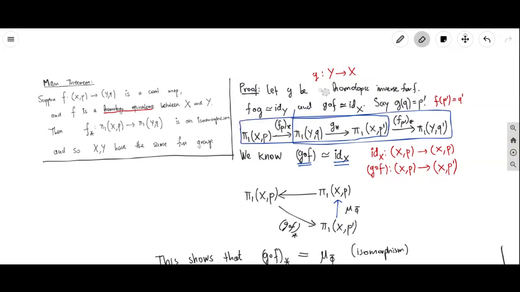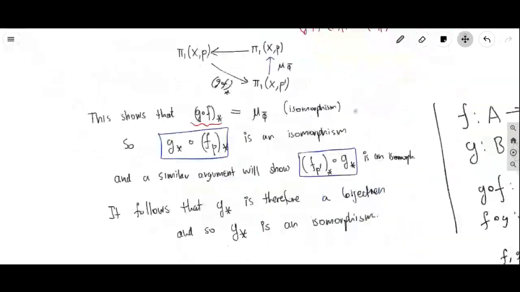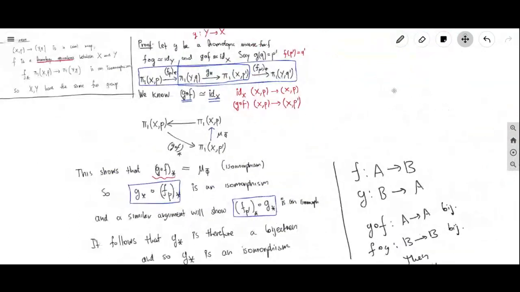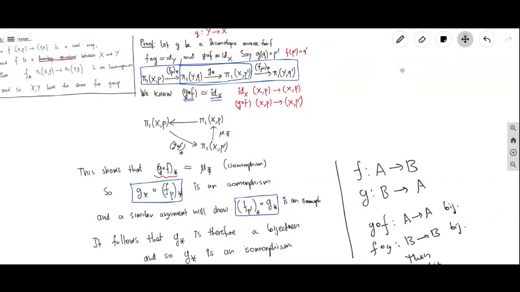But of course, if F is a homotopy equivalence between X and Y, then G is a homotopy equivalence between Y and X, that's the homotopy inverse. Then you can repeat the whole argument with Y and X interchanged. In the end, you get that F star is an isomorphism between these two fundamental groups. It's not an easy proof, and the complications are because the base points are moving around, and you have to use that lemma in there as well.